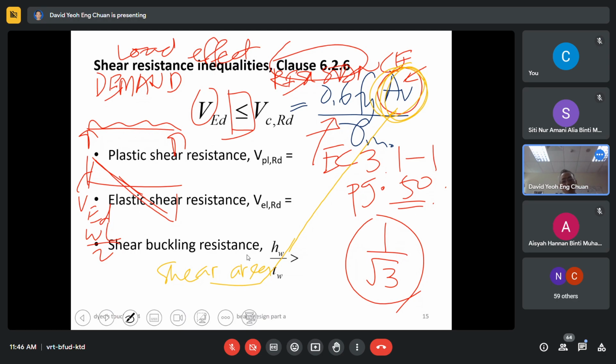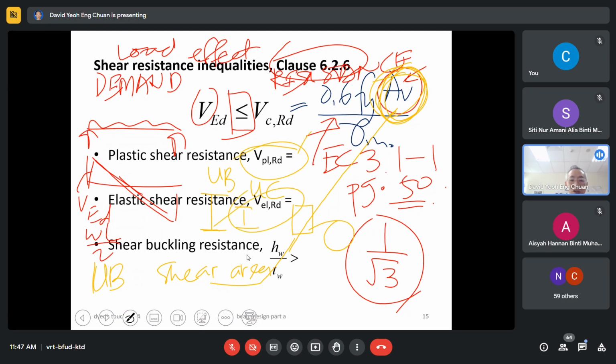Now, it all depends what section you are using. Are you using a UB, a rolled section, such as the I type, whether I tall or I short? So this is a UB and this is a UC, or are you using a rectangular hollow section, or a circular hollow section? So all of this is given, the AV. We have to calculate the AV, because the shear depends on the area of shear, the effective area for shear. Then you can calculate the resistance. These are the resistances.